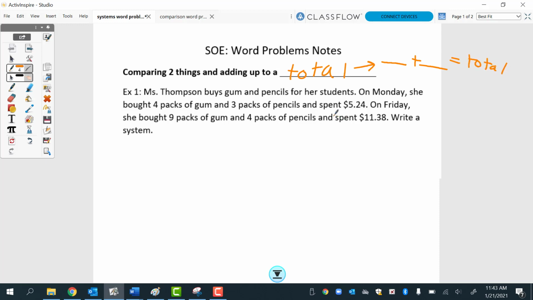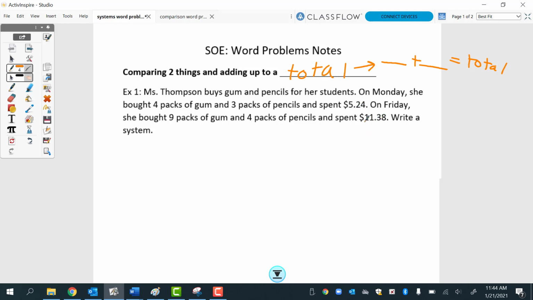Since we're doing a system, and we've solved systems a lot, there's got to be two equations. So from each question, we're going to write two equations. In number one, it says, Miss Thompson buys gum and pencils for her students. On Monday, she bought 4 packs of gum and 3 packs of pencils and spent $5.24. On Friday, she bought 9 packs of gum and 4 packs of pencils and spent $11.38.